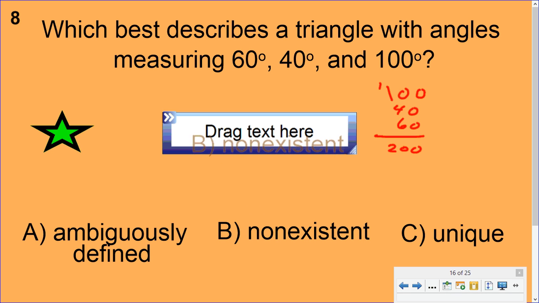non-existent. It doesn't exist because I cannot make a triangle with more than 180 degrees. It wouldn't be a triangle. So B would be non-existent.